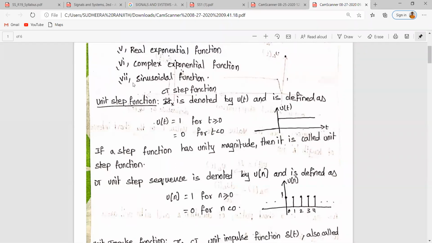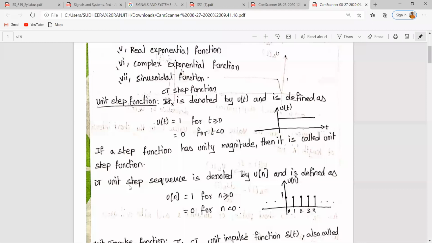See, usually this signal is called a step signal if it has unit amplitude. If this step signal has unit amplitude or unity magnitude, then it is called the unit step signal. So here, unit indicates the amplitude. If you observe, the signal is not defined from minus infinity to 0, but the signal is defined from 0 to infinity, right?